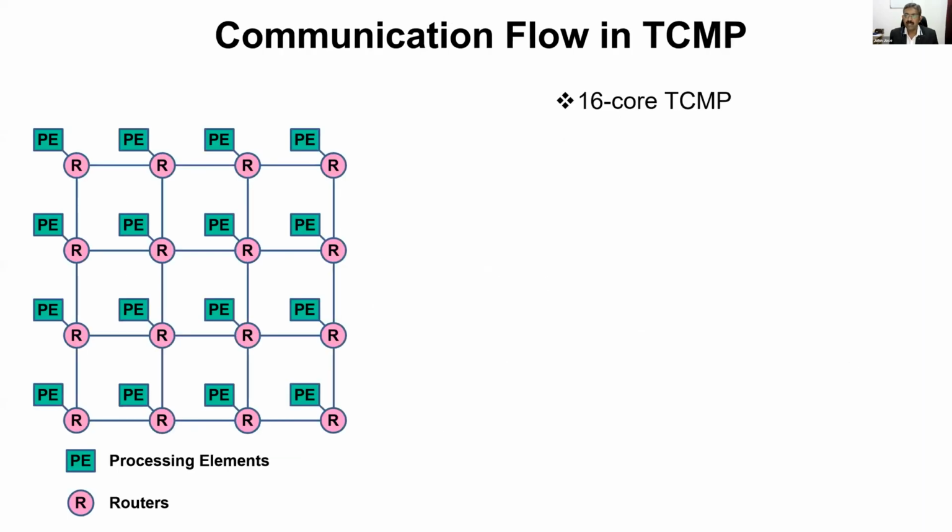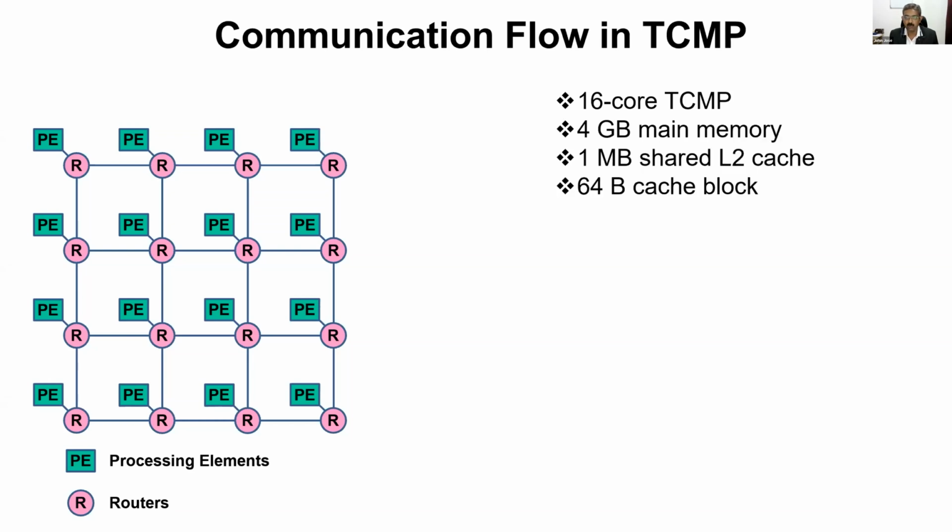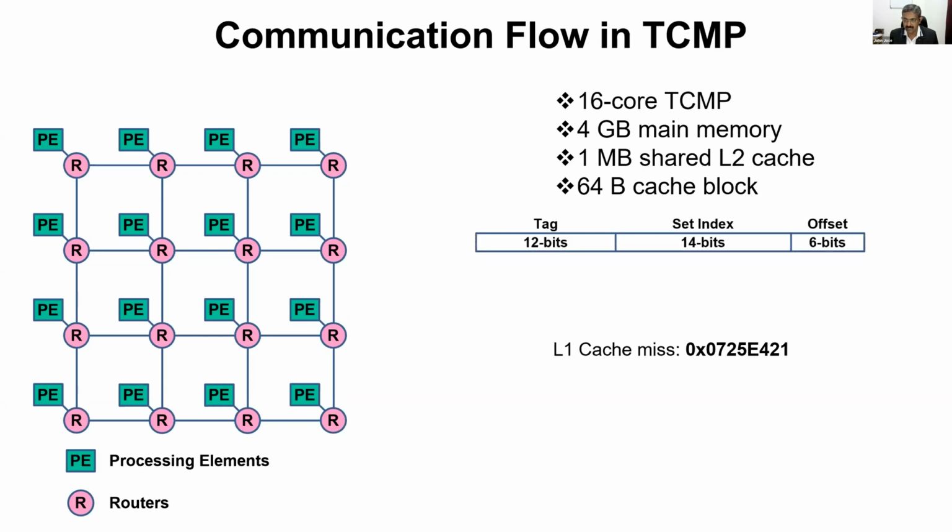Now, if you look at the communication in the NOC, consider that you have a 16-core tiled chip multi-core processor with a 4 GB memory and a total of 1 megabyte of shared L2 cache with 64-byte cache blocks. Imagine that we are following a policy of a private L1 cache and a shared distributed L2 cache hierarchy. Consider the case that you encountered an L1 cache miss. I need to bring the data from the corresponding L2 tile, for which I need to travel through the interconnect. And how will I know what my destination tile is?